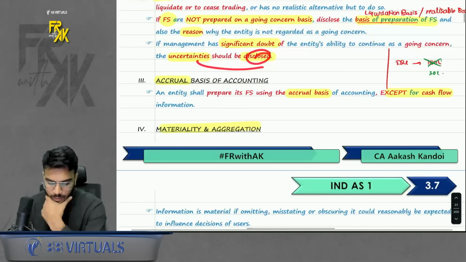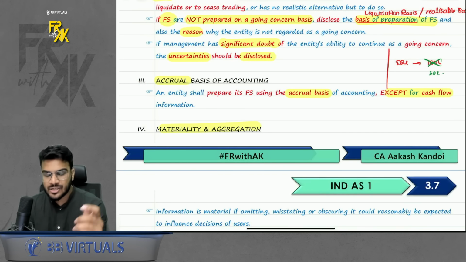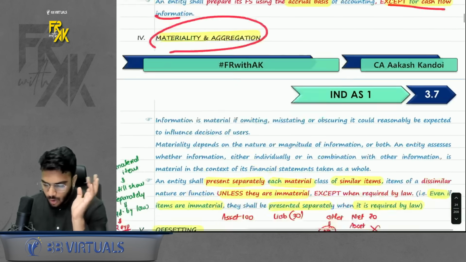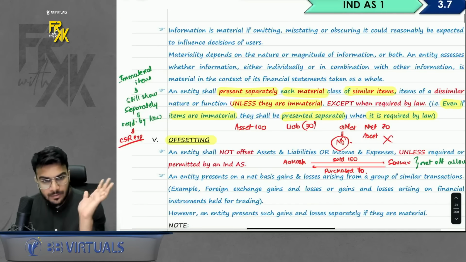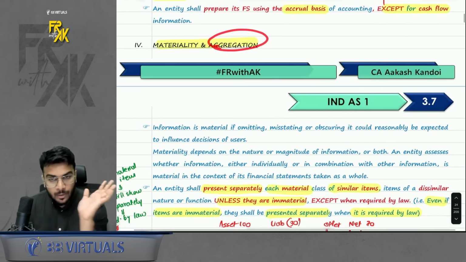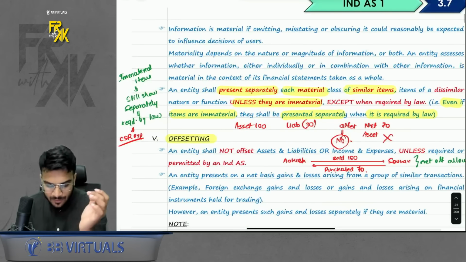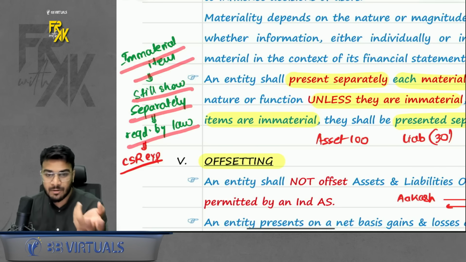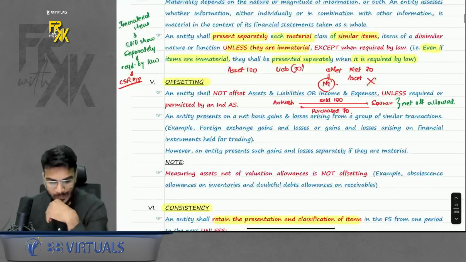Okay. Next point, accrual. All financial statements are prepared on accrual basis except for the cash flow statement. Materiality. All material items are disclosed separately. All immaterial items can be aggregated together. In certain cases, even if an item is immaterial, you might show it separately, maybe because it is a requirement of law. Example, CSR expenditure.